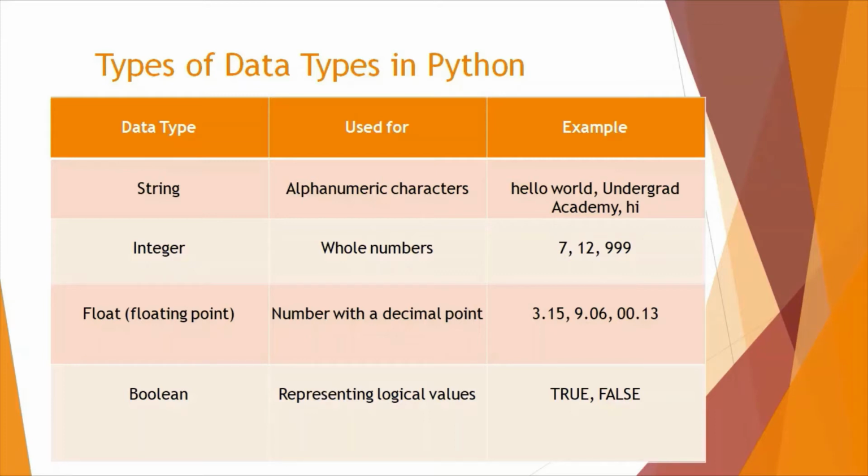We have another data type, that is integer, used for whole numbers, that is 7, 12, 9, 99 or 1, 2, 3, but in integers. Another data type is float, or the floating points. Numbers with a decimal point like 3.15 or pi, that is 3.14, 9.06, 0.13. Another data type is boolean, representing logical values like true or false. So let's have a look at all of them in our PyCharm.